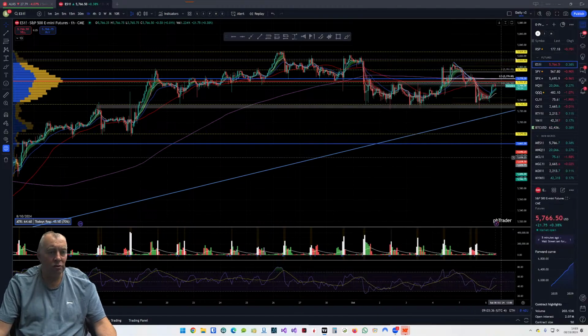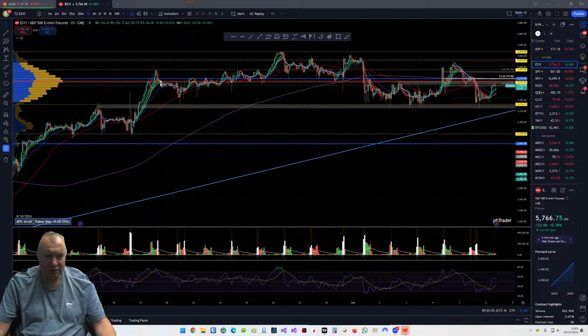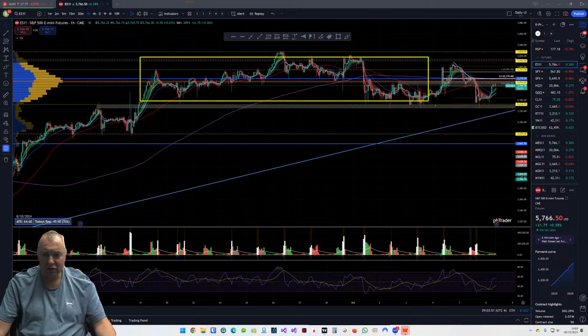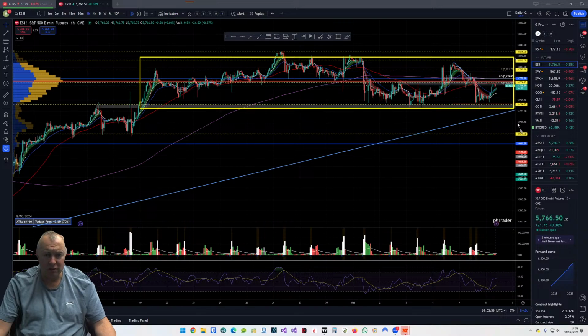Okay, so on my screen we are looking at the 1 hour time frame for the ES, which is the S&P 500 E-mini futures. We're looking at the last couple of weeks, going back to the middle of September, and you can see we've been in this sideways trend trading between these two levels for some time now, and we're still stuck between those areas.